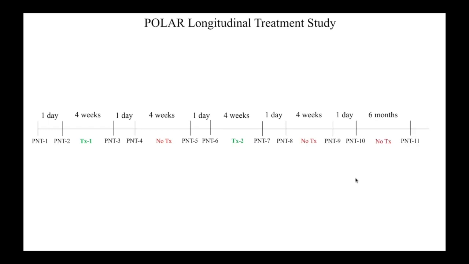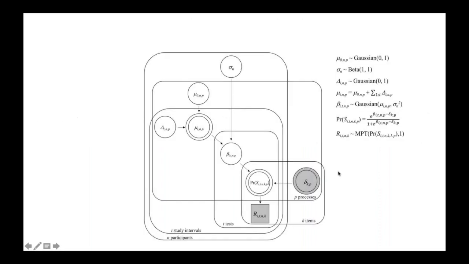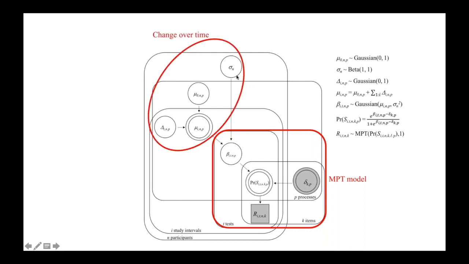So we have been collecting treatment data over 12 weeks, where they get two PNTs every time they come in, and they get either a semantic or a phonological treatment in between, and then we have some follow-up stuff. And so we can track these abilities over time using the same sort of Bayesian modeling. So this is the original MPT model, where we know what the difficulties are already, so we just try to estimate their abilities and how they change over time. And these variables describe how abilities change over time.